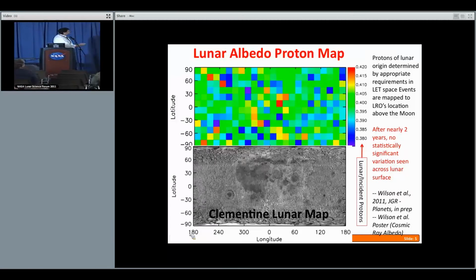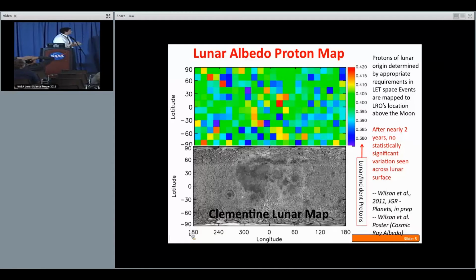For example, we can build up a lunar albedo map. This is in a poster that's being presented by Jody Wilson. I encourage you to go take a look at it. It's also going to come out in JGR Planets. But one of the interesting things, when you look at this map, is that to zeroth order, there's no significant variation seen across the lunar surface.